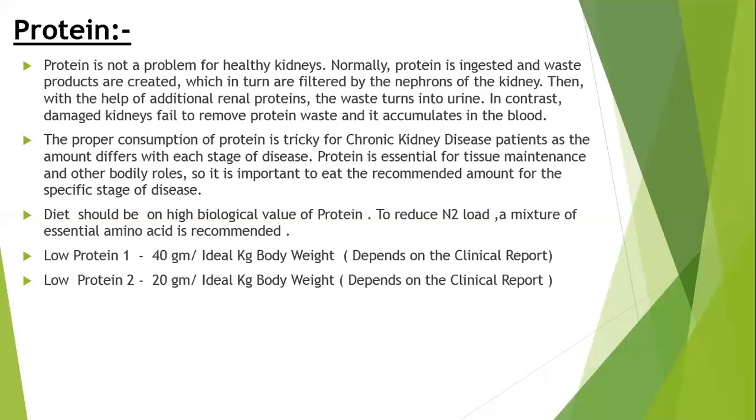The diet should be of high biological value protein to reduce the nitrogen load, and a mixture of essential amino acids is recommended. In hospital, you get a chart and guideline that a low protein diet is 40 gram per ideal kg body weight. If the biochemistry clinical report suggests, low protein is 20 gram per ideal kg body weight. Accordingly, you can make a diet plan for the CKD patient. So protein plays a major and very important role in managing these conditions.